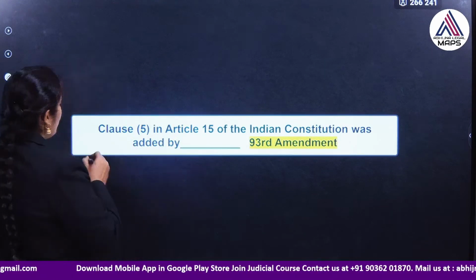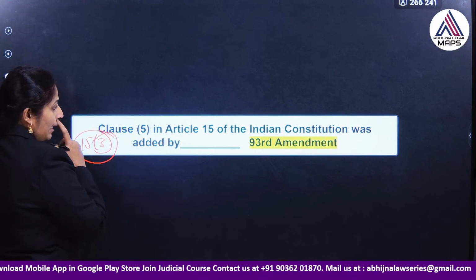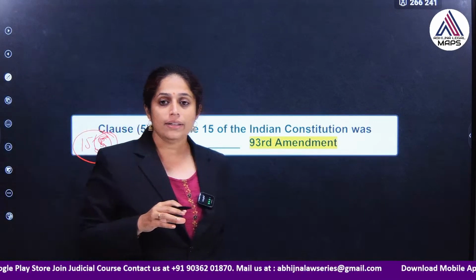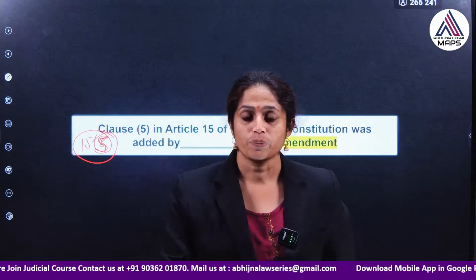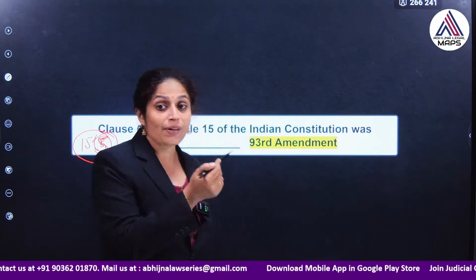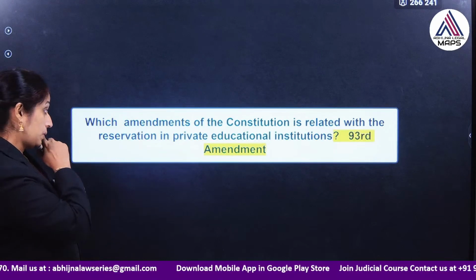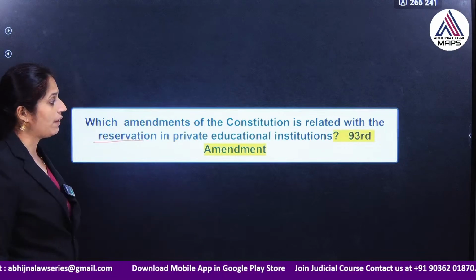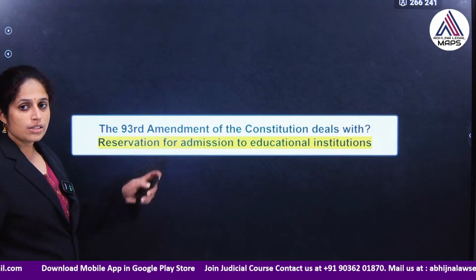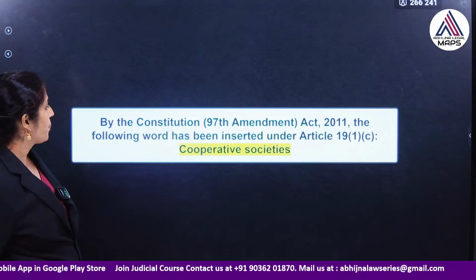Then Article 15(5), what change did it bring? This is also important because it introduced reservation in private education institutions also. That is very important. Article 15(5) by way of the 93rd Amendment we can see. Yes, the same thing, reservation in private education institutions, the 93rd Amendment was introduced. The same question, 93rd Amendment with regard to reservation for admission to education institutions.